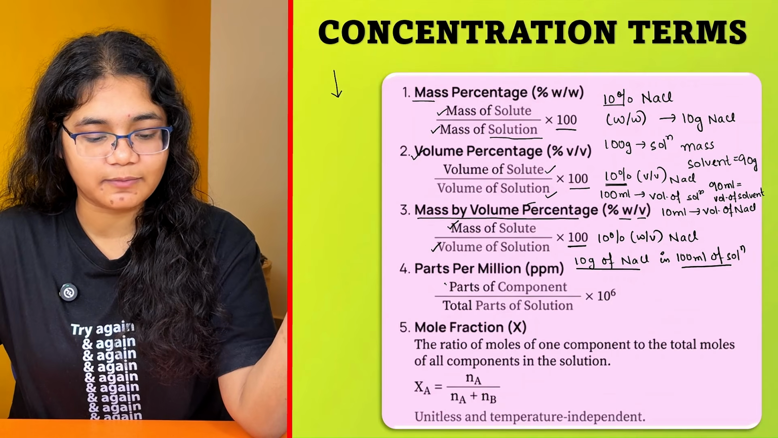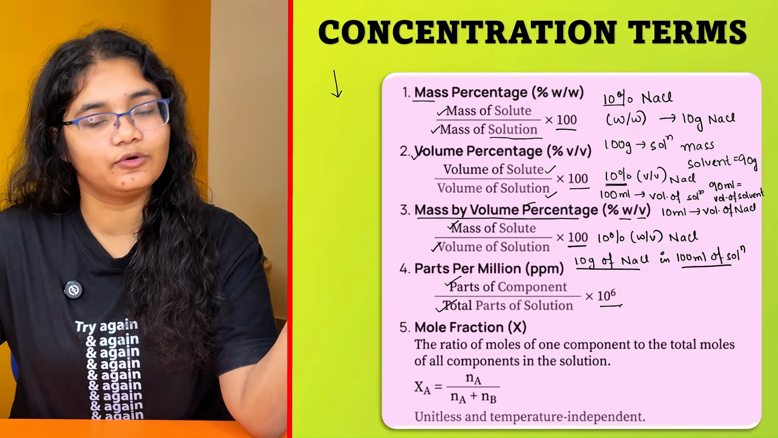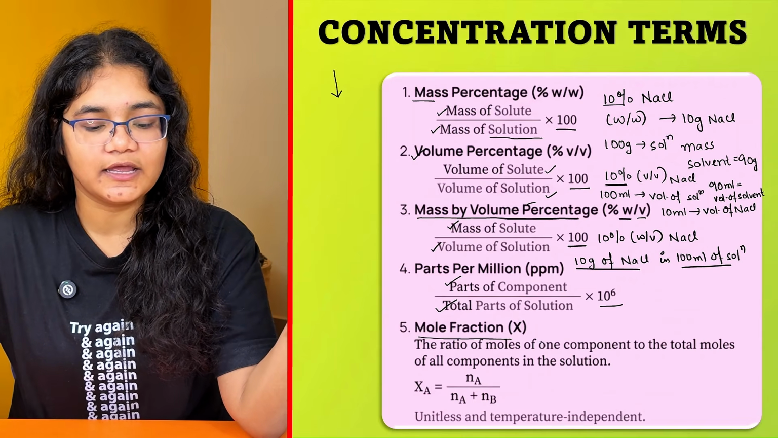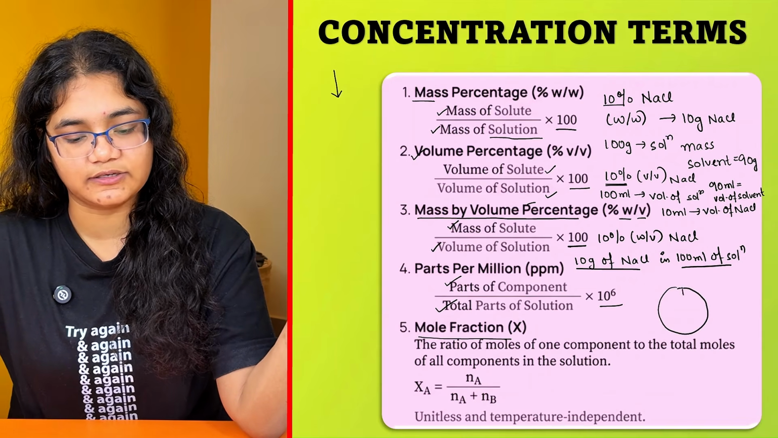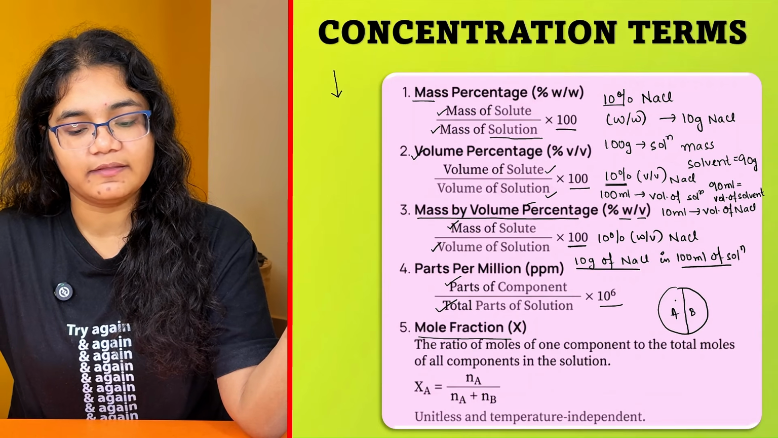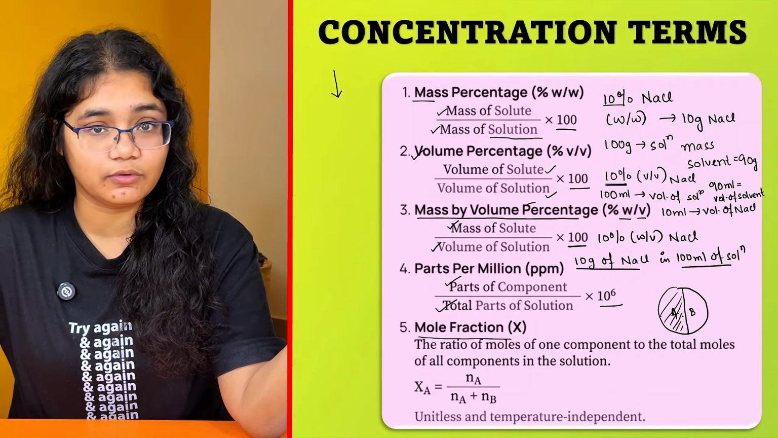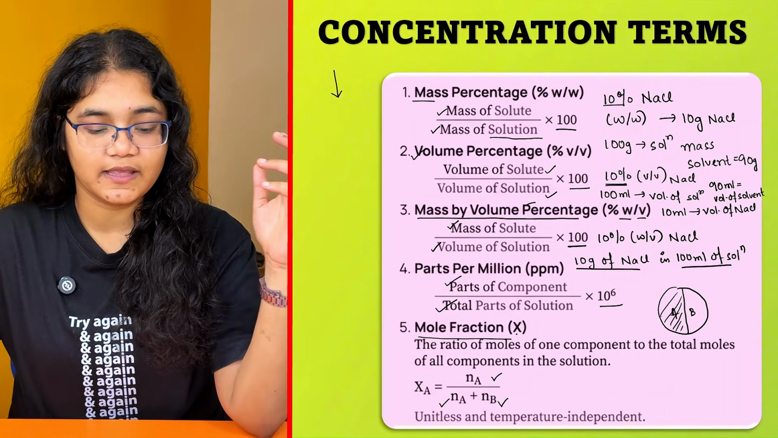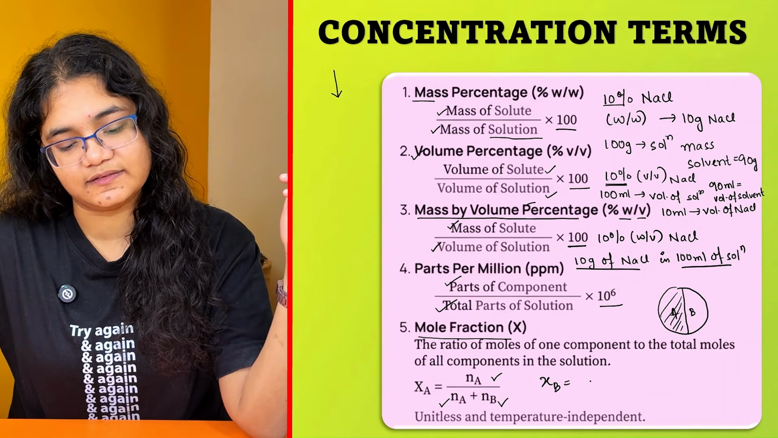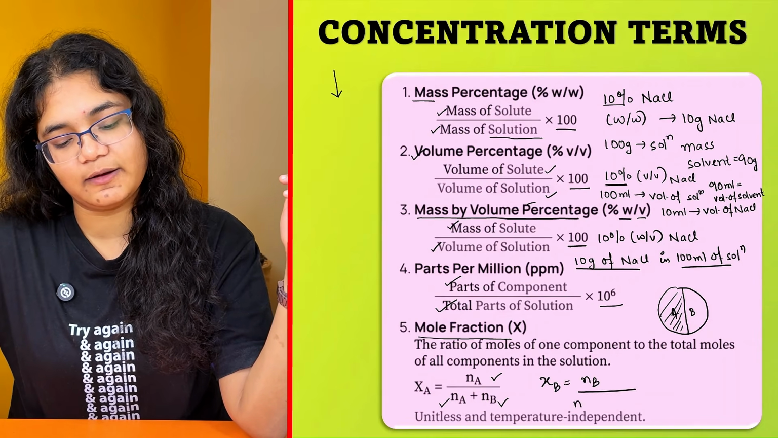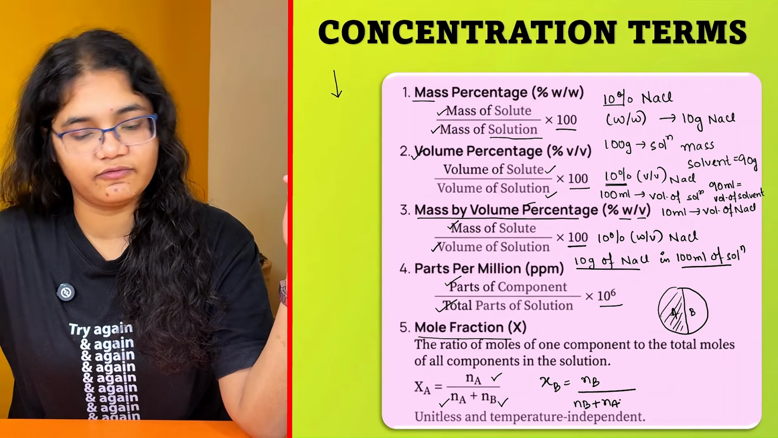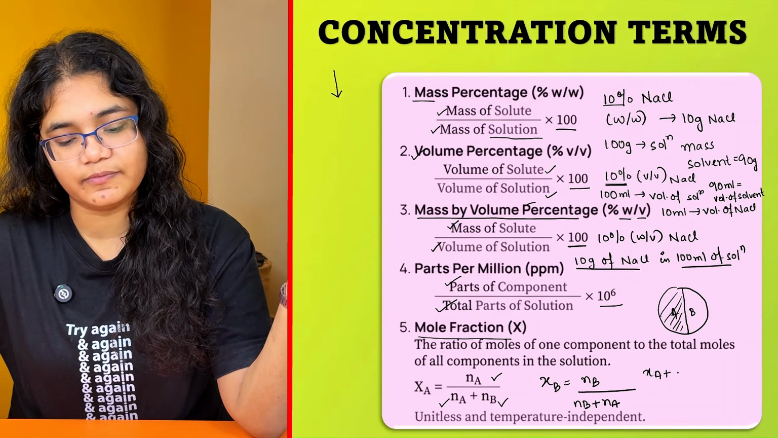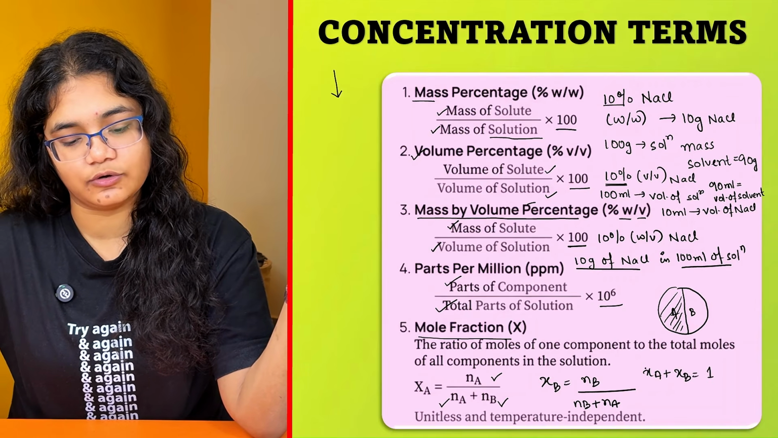Now parts per million is parts of the component by total parts of the components into 10 to the power of 6. Next, the fifth one is mole fraction. So in mole fraction, what happens? Suppose you have two components, A and B, in a mixture. Then mole fraction of A will be equal to number of moles of A divided by number of moles of A plus number of moles of B. Similarly, mole fraction of B is equal to number of moles of B divided by number of moles of B plus number of moles of A. If you have C, then that will also be added. Now here one important relation that you should know is XA plus XB should be equal to 1.